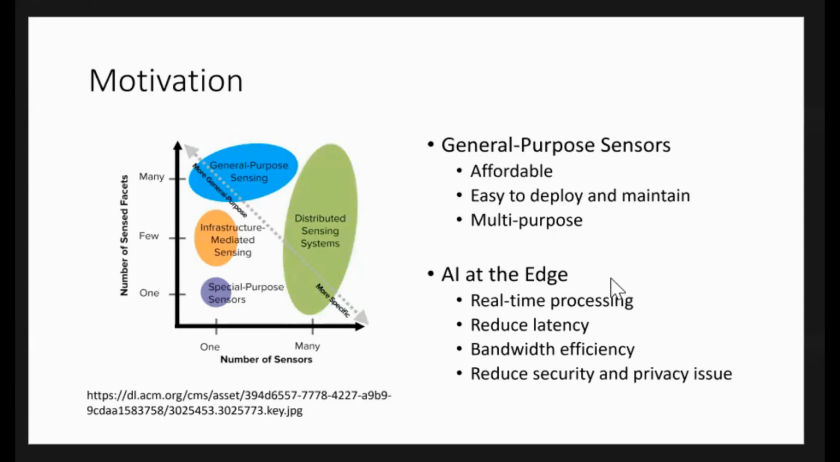Since we do the detection at the edge, we don't have to send a lot of data back to the cloud, so we can reduce the bandwidth requirement as well. Since we don't have to transfer a lot of data through an unsecure medium, the security and privacy issues related to data transmission can also be reduced.